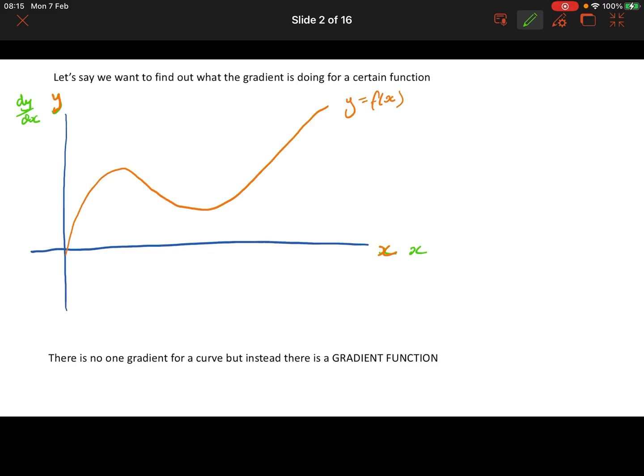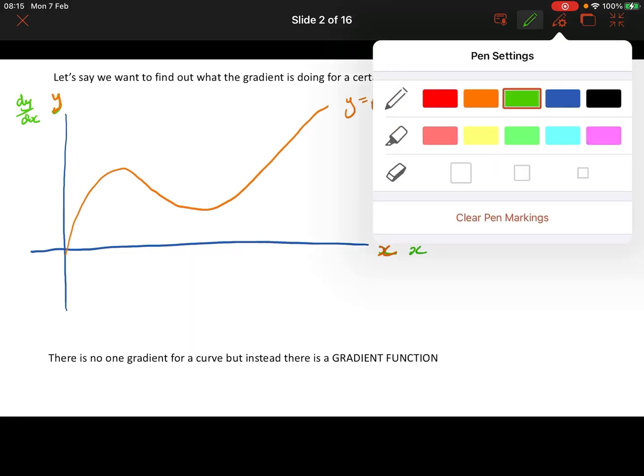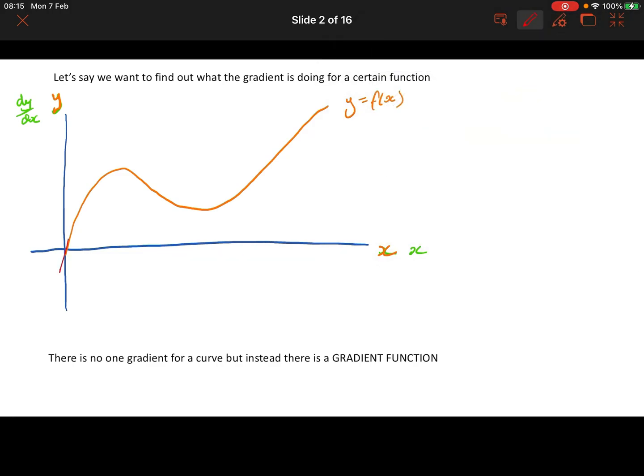Now, let's just get red. Let's look at the tangent here. I don't know exactly what the gradient is, but I do know it's quite large and positive. So I'm going to plot a point here that's quite large and positive. Notice that as I go up, the gradient is still positive, but it's not as positive as before. So at this point here, my gradient is less positive.